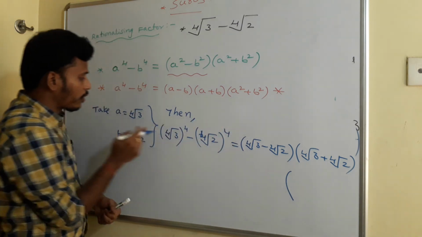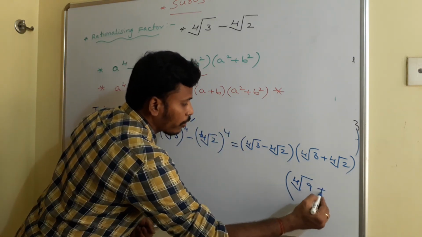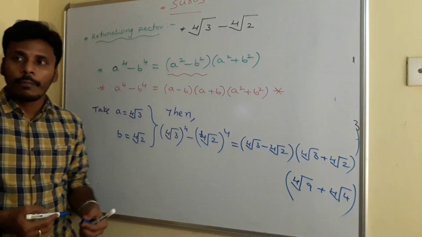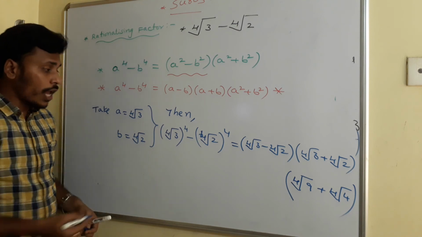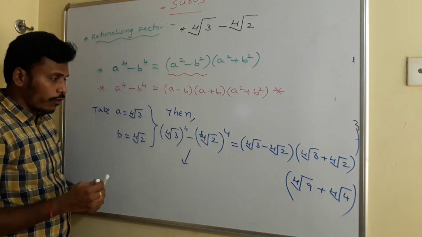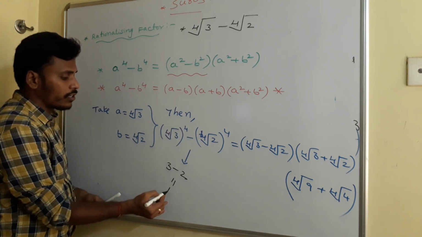Now what is the product? a square: fourth root of 3 square is nothing but fourth root of 9, and fourth root of 2 square is nothing but fourth root of 4. Now it's over. Just look now, here it is. Fourth root of 3 to the power 4 and fourth root of 2 to the power 4. The 4 and 4 will get cancelled. This is 3 minus 2 and that is equals to 1.